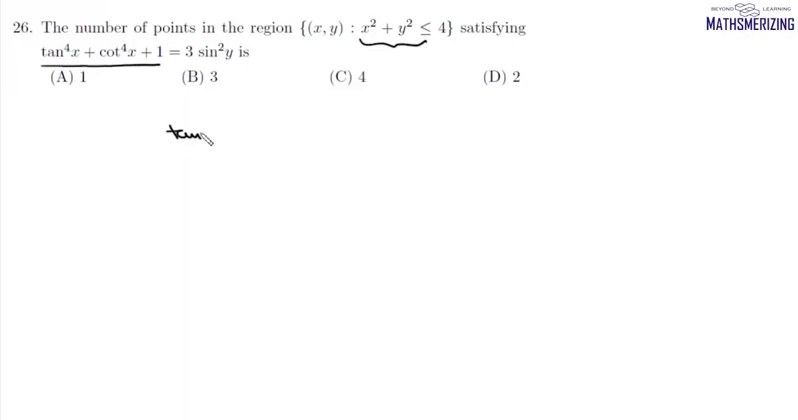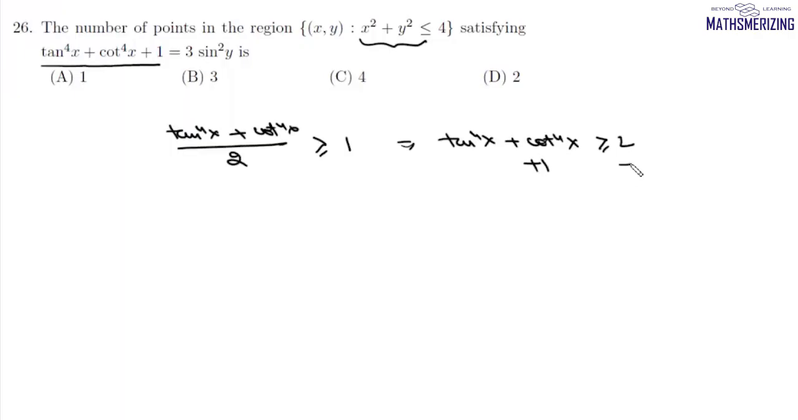Now if we look at 10 to the power 4x plus cot to the power 4x, their arithmetic mean is always greater than or equal to their geometric mean. So we can write 10 to the power 4x plus cot to the power 4x is greater than or equal to 2. And if we add 1 to it, then this left hand side is always greater than or equal to 3.